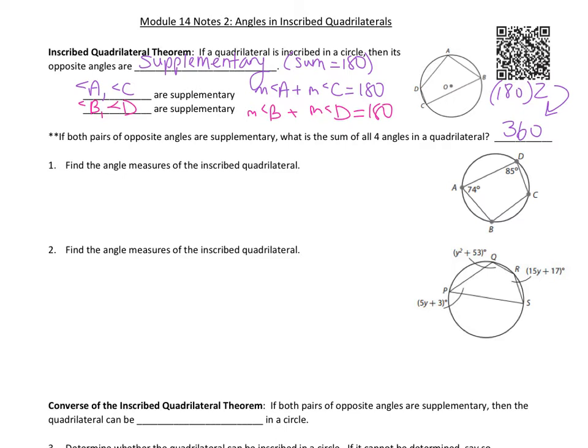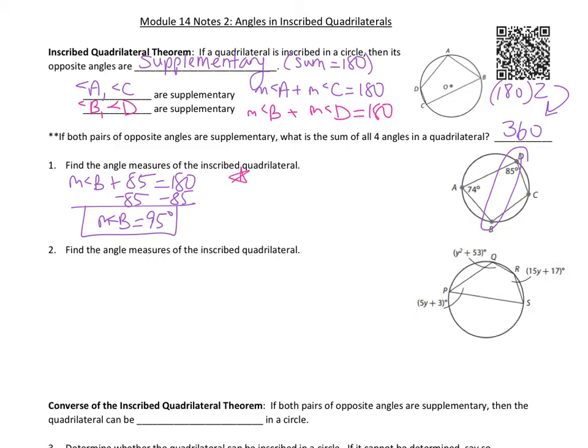In number 1, if we have 2 angles we need to find, remember that the opposite angles will be supplementary. So we can say the measure of angle B plus 85 equals 180 degrees, so then we can subtract the 85 from both sides, and the measure of angle B will equal 95 degrees. So now I want you to find what the measure of angle C is going to be, using angle A to find it.